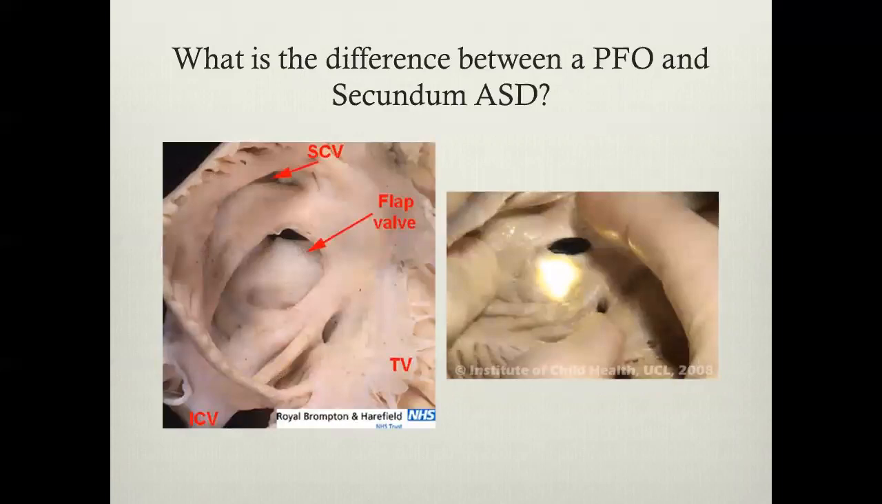All right, so here's a question. What is the difference between a PFO and an atrial septal defect? A secundum atrial septal defect, right? Don't worry about all the complicated septal defects. PFO, secundum ASD. What is the difference? They both are gaps. They're both holes. They both allow communication between the left atrium and the right atrium.